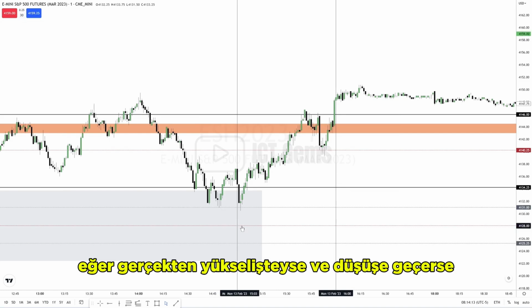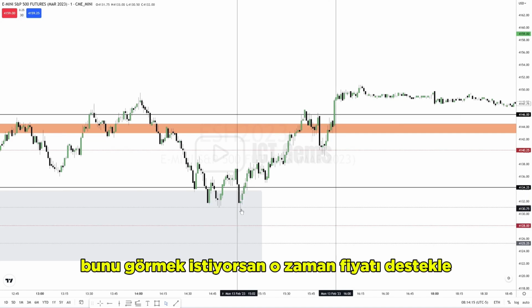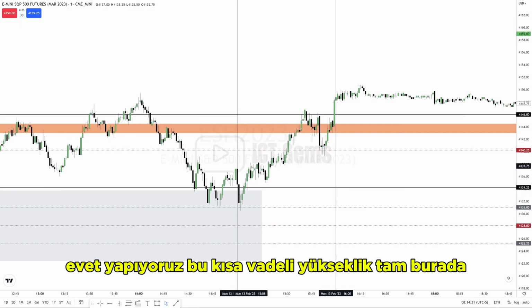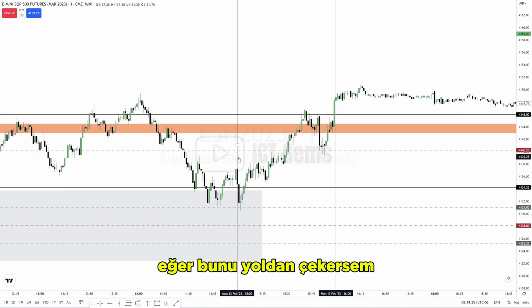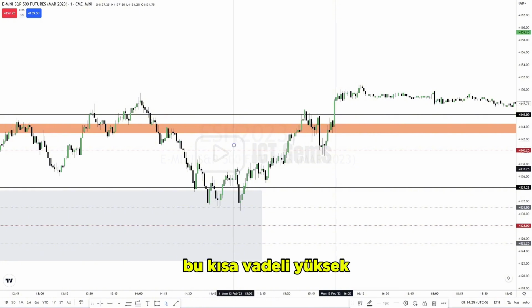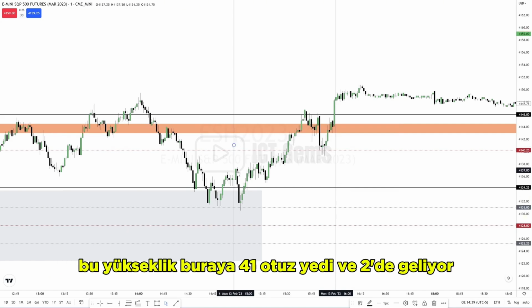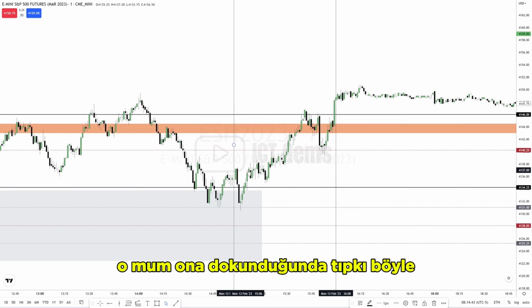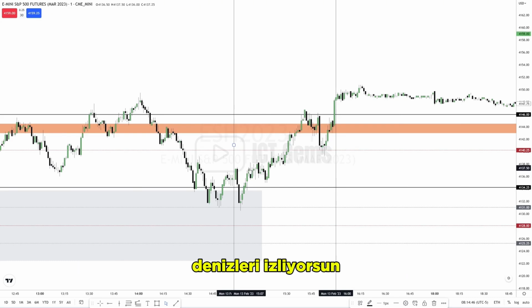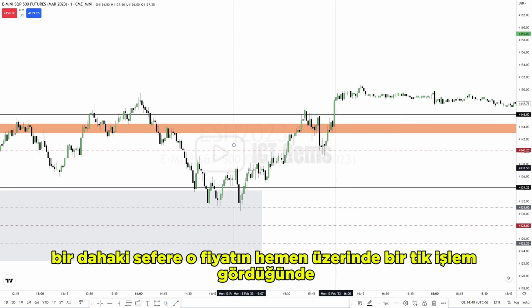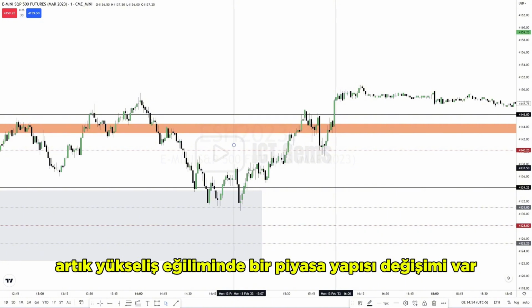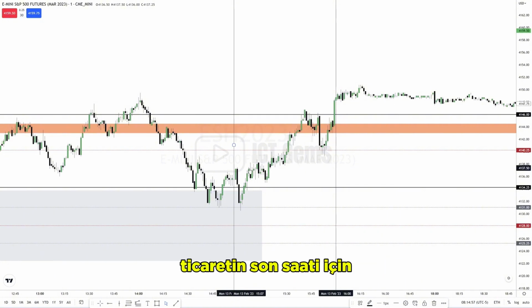If it's really bullish and it comes down and touches this level here, you want to see that, then support price. Do we see that here, and it rallies away? Yes, we do. What is this short-term high right here? If I move this out of the way, this short-term high, when price runs through it, right there, that candle's high comes in at 41.37.5. This high here comes in at 41.37.5. That candle, when it touches it just like that, you're watching to see if the next time it trades one tick right above that price, you now have a bullish market structure shift for the last final hour of trading.